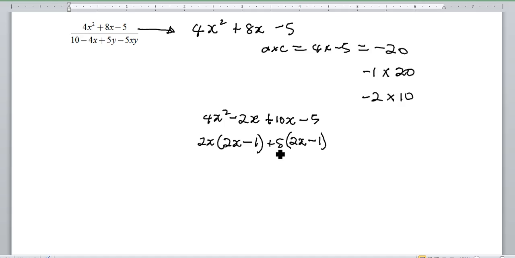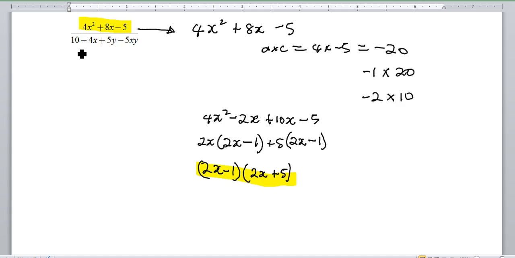Now at this stage you realize this expression has a common factor. You're adding two things and they both have a factor 2x minus 1, so we can factor that out. 2x minus 1, and the other factor will be 2x plus 5. That's our other factor. So this is the numerator factorized. This is the numerator, right? That's this right here. That's the numerator factorized. Okay.